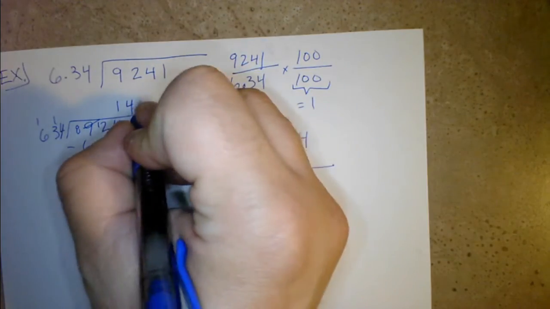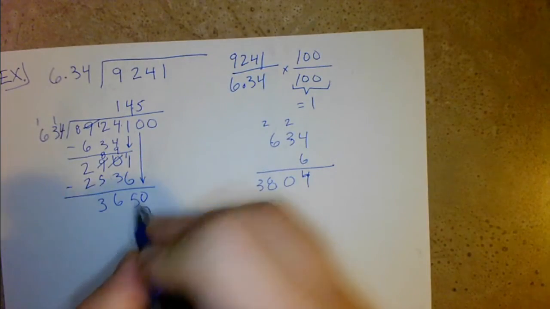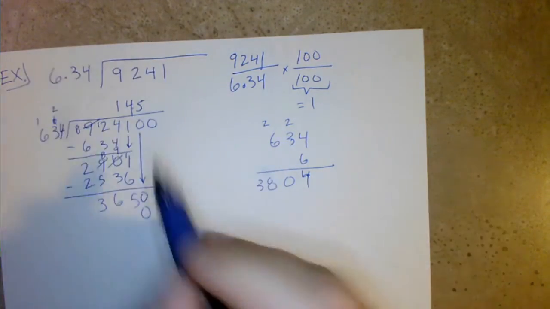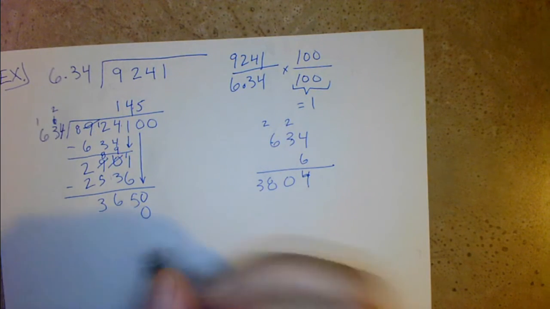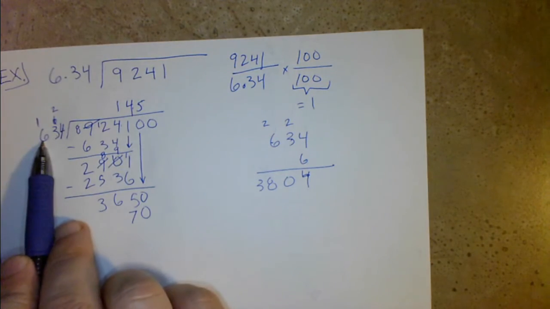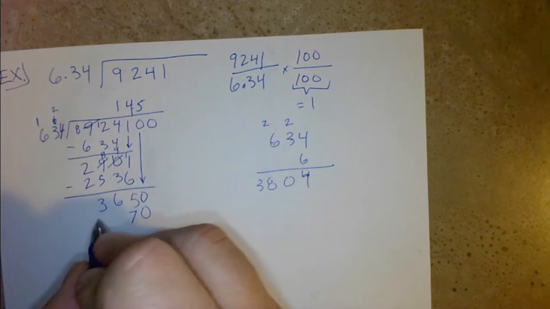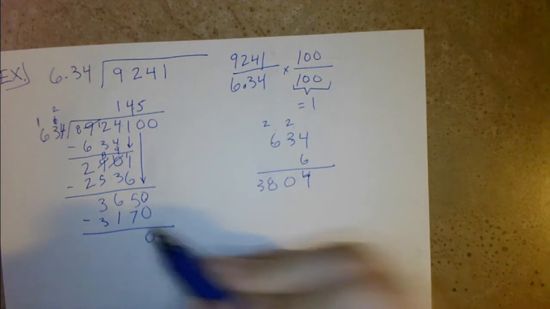So I'm going to throw a 5 up there. 5 times 4 is 20. Carry the 2. 5 times 3 is 15, plus 2 is 17. Carry the 1. 5 times 6 is 30, plus 1 is 31. Subtract those numbers. 0 minus 0 is 0.